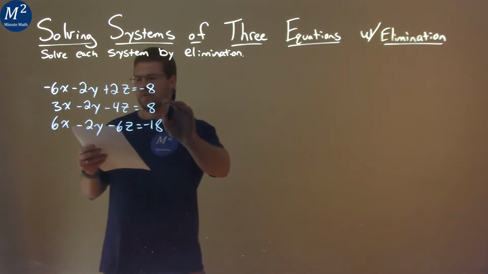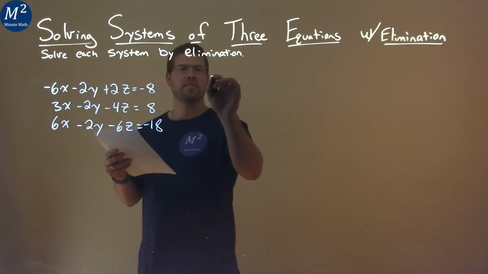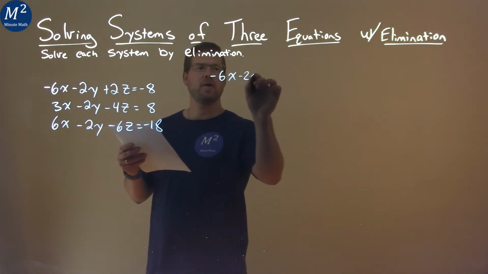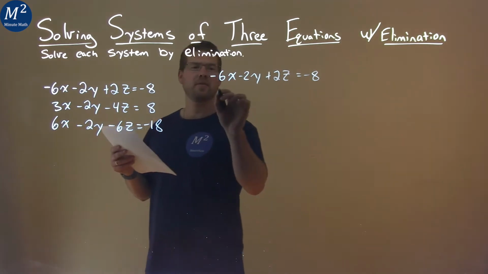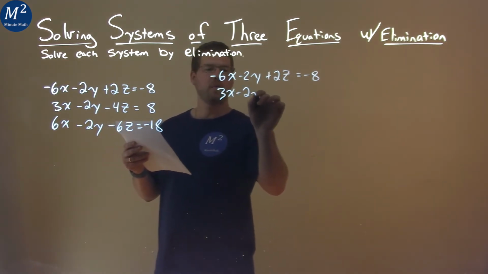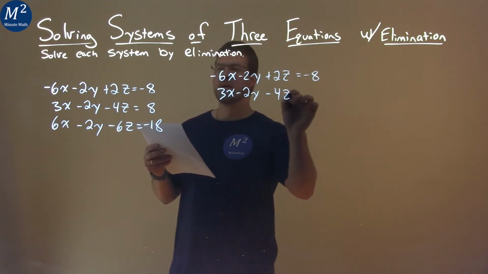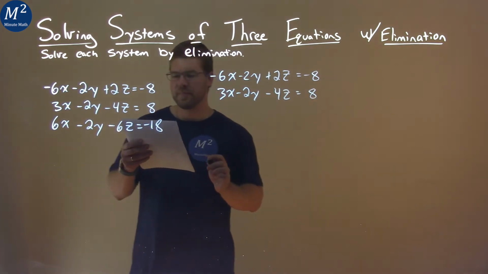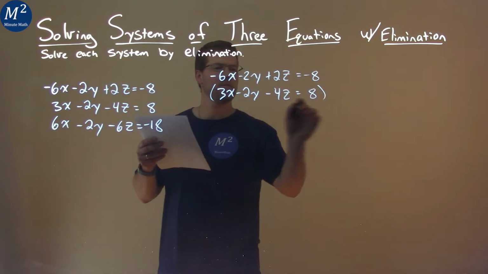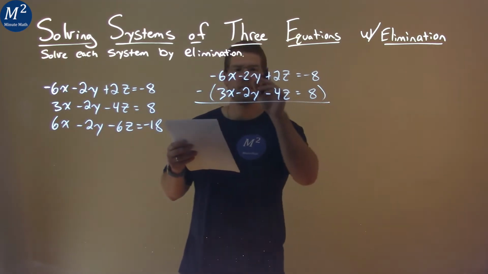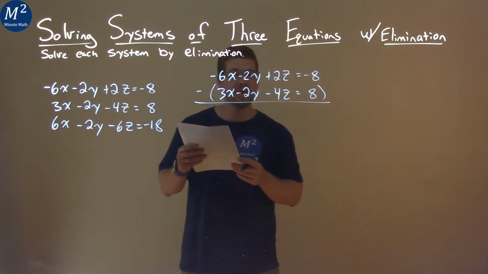Well, let's look at our first two equations. If I rewrite them here, negative 6x minus 2y plus 2z equals negative 8, and 3x minus 2y minus 4z equals a positive 8. We can see that if I subtract the two equations here, our y value will be eliminated.